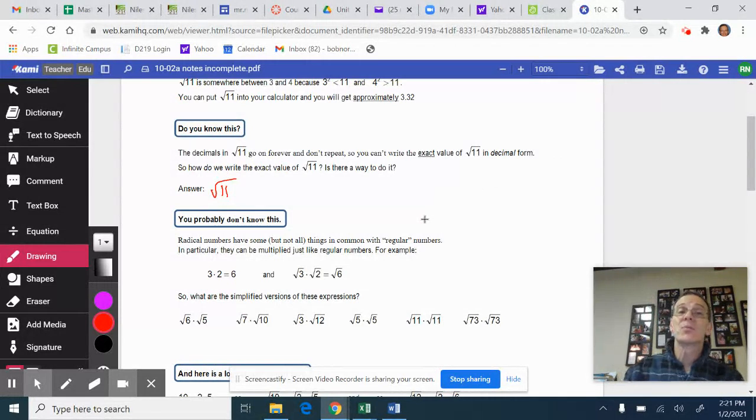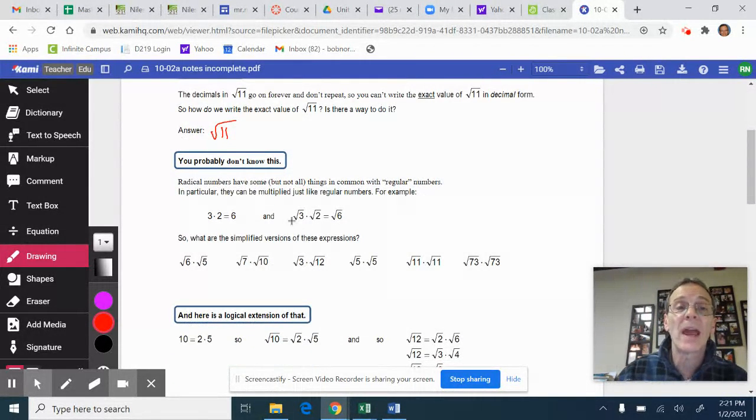Now, here's something else you probably don't know. Radical numbers have some things in common with regular numbers. Not all things, but some. In particular, they can be multiplied just like regular numbers. And as shown in the example below here, 3 times 2 is 6. The exact square root of 3 times the exact square root of 2 equals the exact square root of 6.